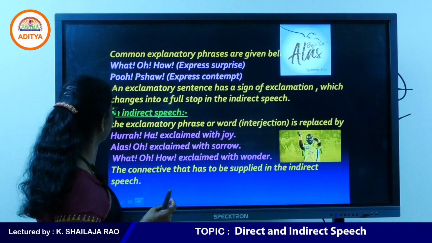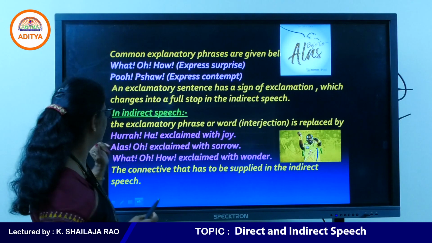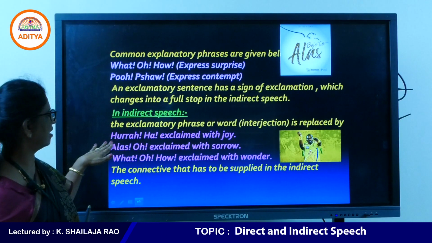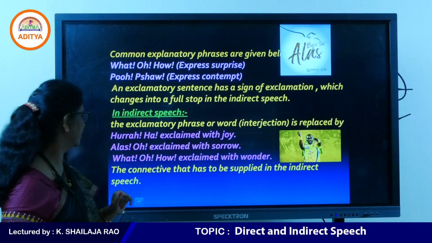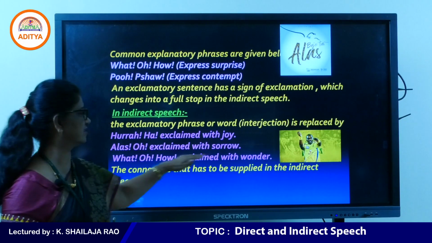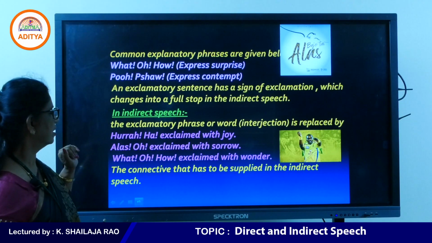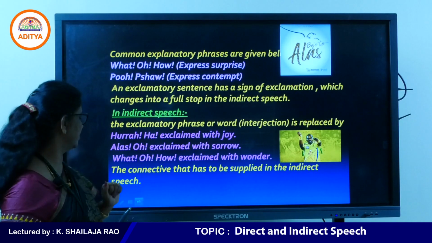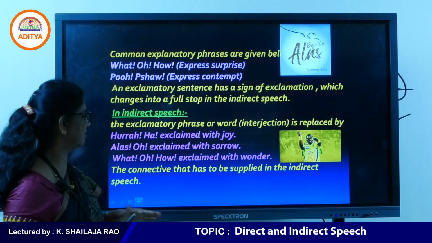These are expressed in contempt, "fie" and "shah." In indirect speech, "Hurrah," he exclaimed with joy. "Alas," he exclaimed with sorrow. You don't put the exclamation marks. "What," "how": exclaimed with wonder.